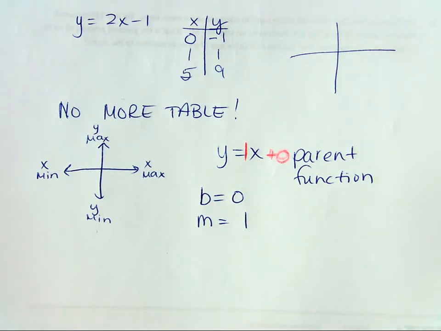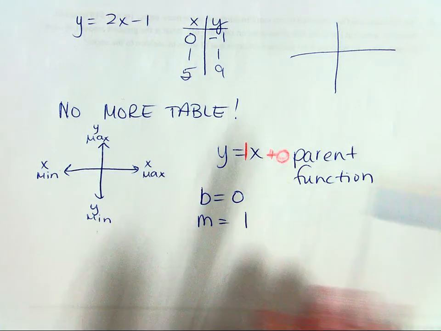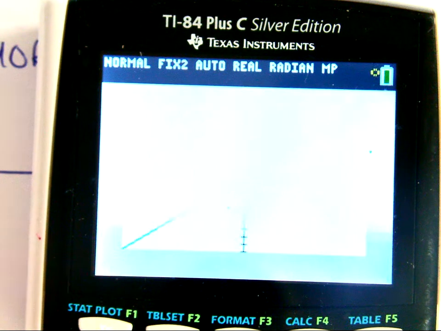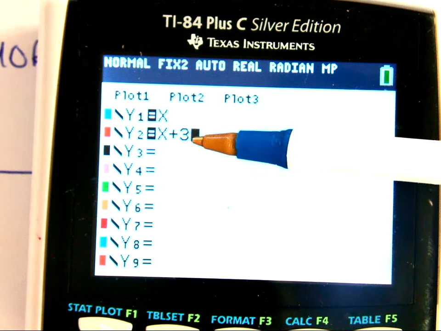Okay, so now we're going to talk about what happens when I put a number there. So go back to your graph, hit your y equals, and scroll down to y2, which means we're just going to graph 2 lines. And let's put y equals x plus 3. Okay, don't hit graph yet. What do you think is going to happen to that line? Because we want to talk about how this is affecting that.